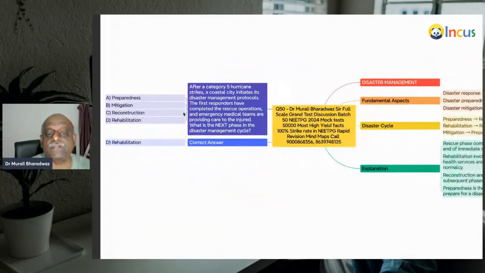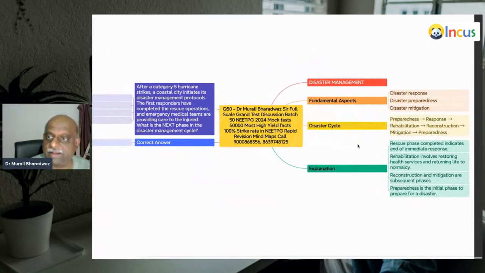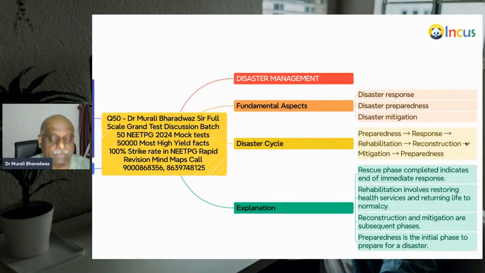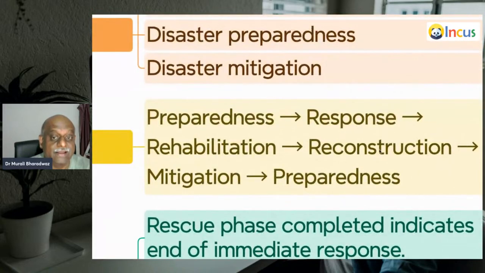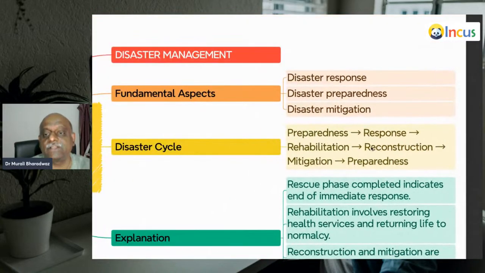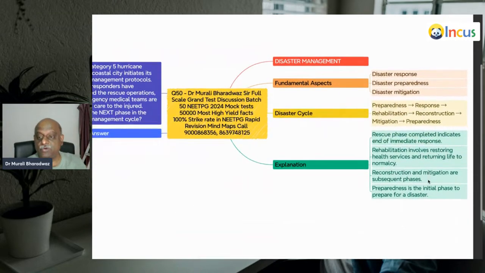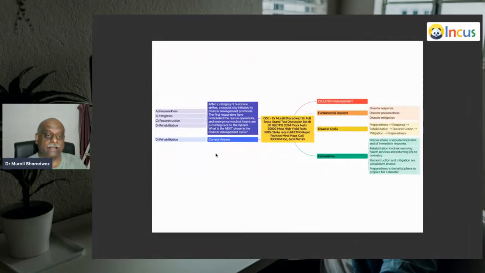In disaster management, what are the various phases, doctor? Preparedness, response, rehabilitation, reconstruction, mitigation, and once more preparedness. So we passed through all of that in tackling COVID. Even in NEET PG preparation also: preparedness, response, rehabilitation, reconstruction, mitigation, and preparedness once more is what you need to remember.